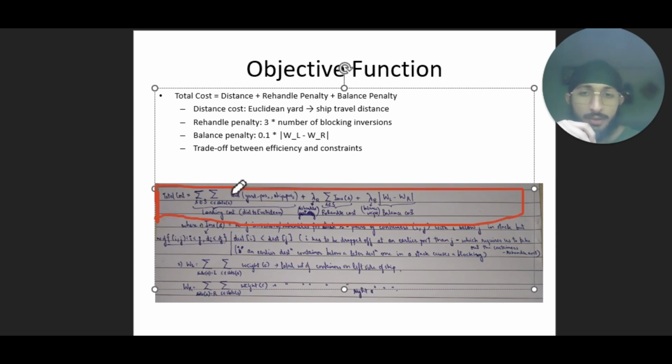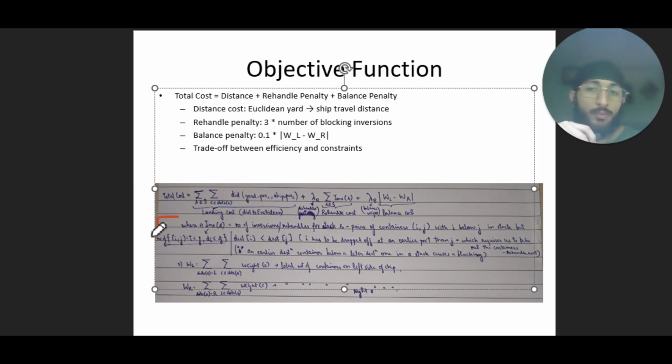Total cost is equal to the summation of the travel distance between the yard position and the ship position. That is the loading cost. Distance is Euclidean here, plus the inversion or rehandle cost with lambda r, the rehandle weight, plus lambda b, which is the balance weight, times the absolute difference between left and right weights of the ship.